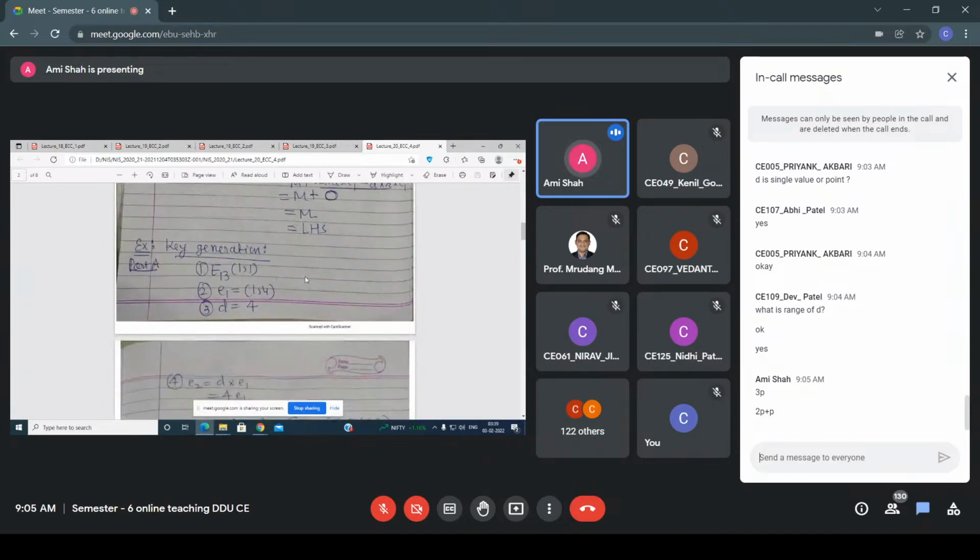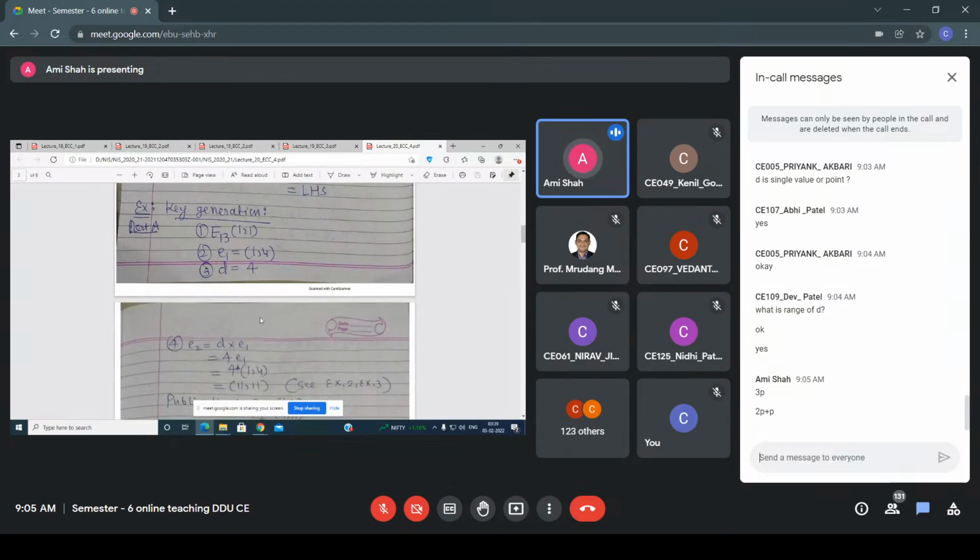Okay. And just quickly go through this example. I will not explain how to solve it in detail, so you can understand practically how to do it. See, in this type of example, let's say A and B I have taken as 1, 1. Some point I have considered, and the value D, that is 4, I am taking. This is the key generation part.